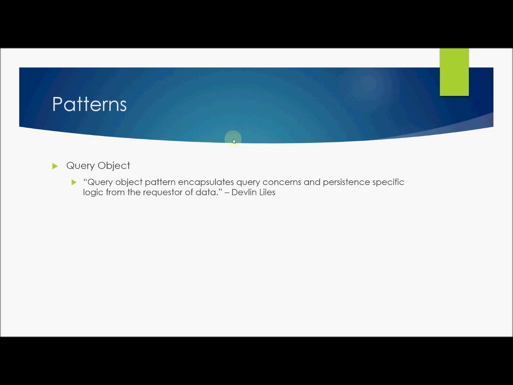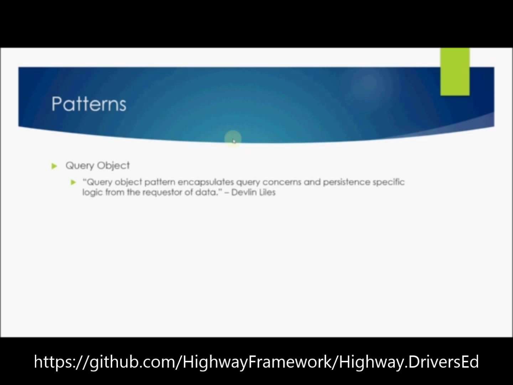Now that we've got a general overview of the patterns and structure involved with Highway.Data, let's dive into the code. I've prepared a basic MVC application that we're going to add things to. This basic application is posted at GitHub at the link below. Please feel free to follow along.